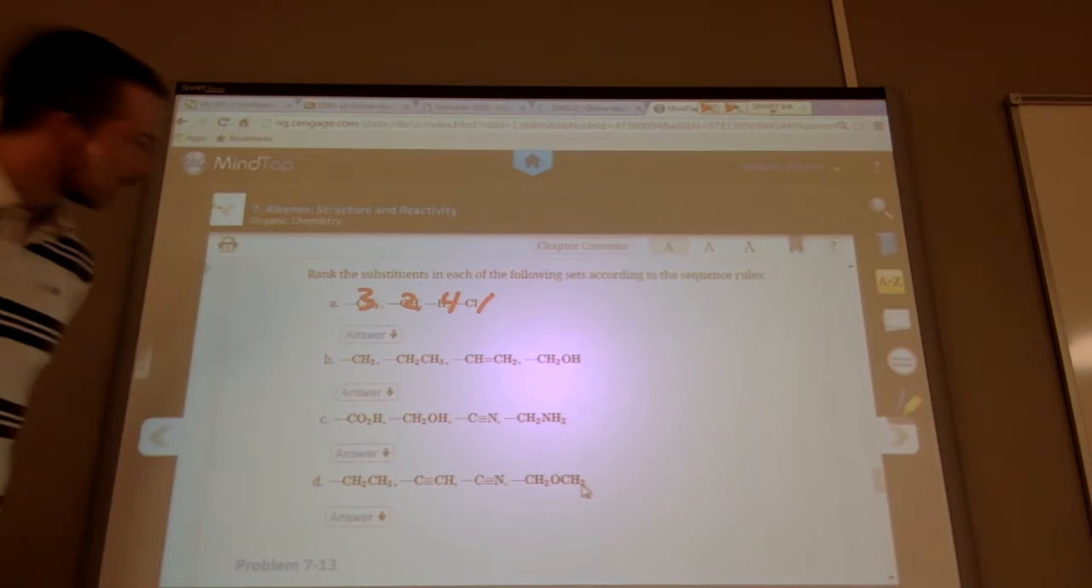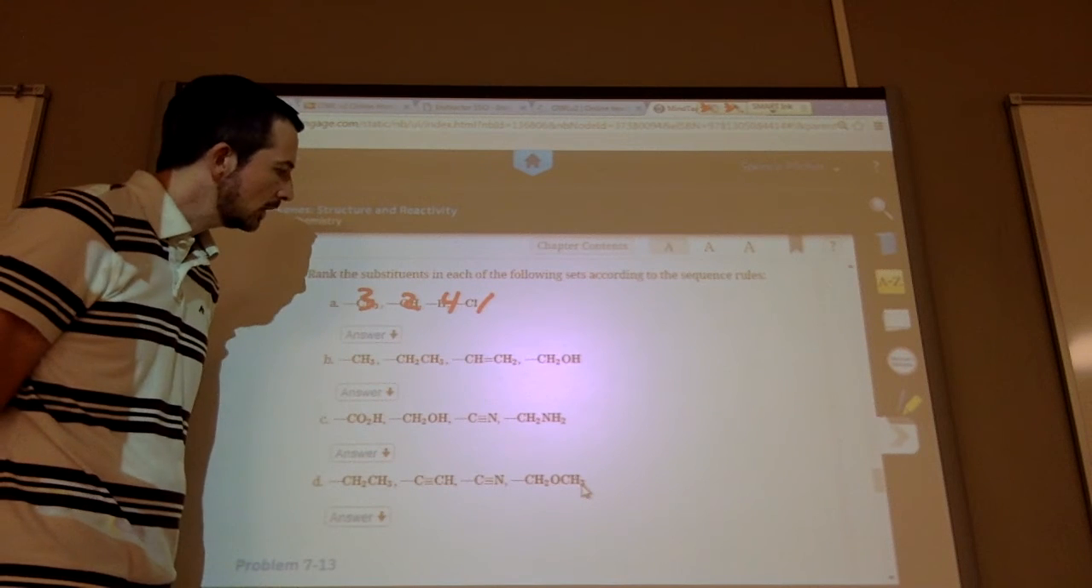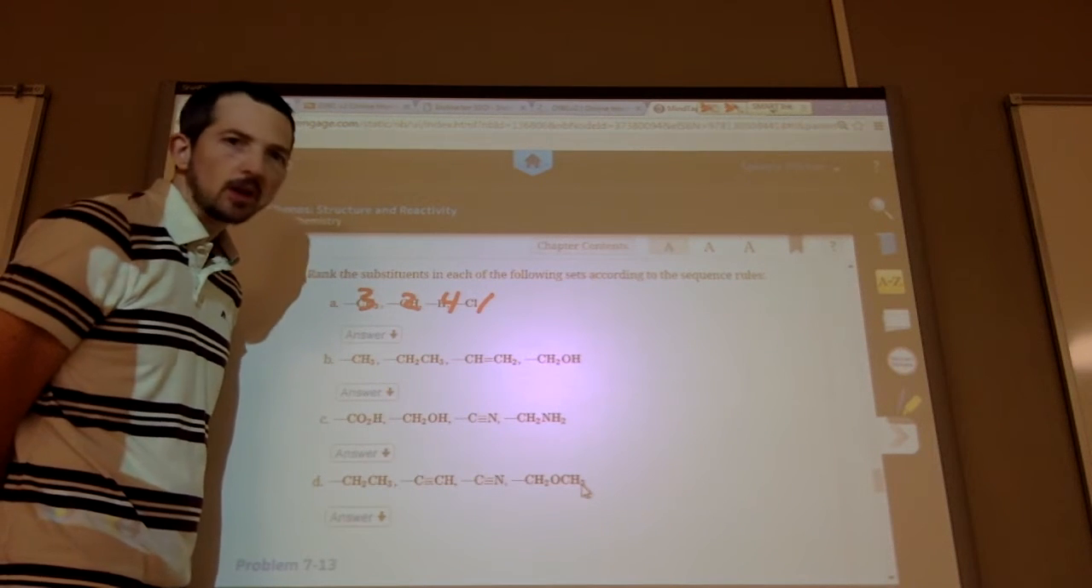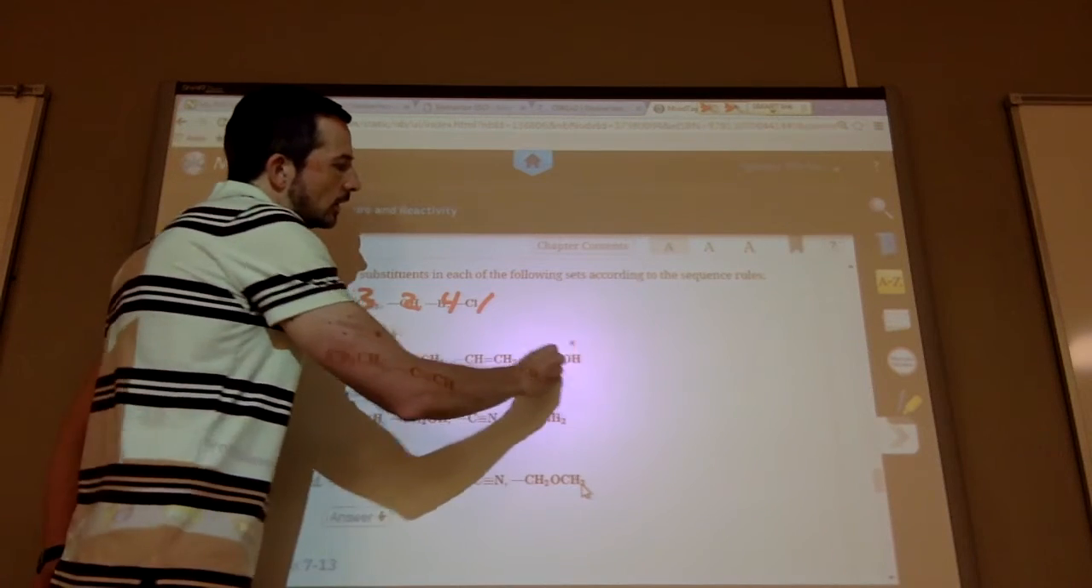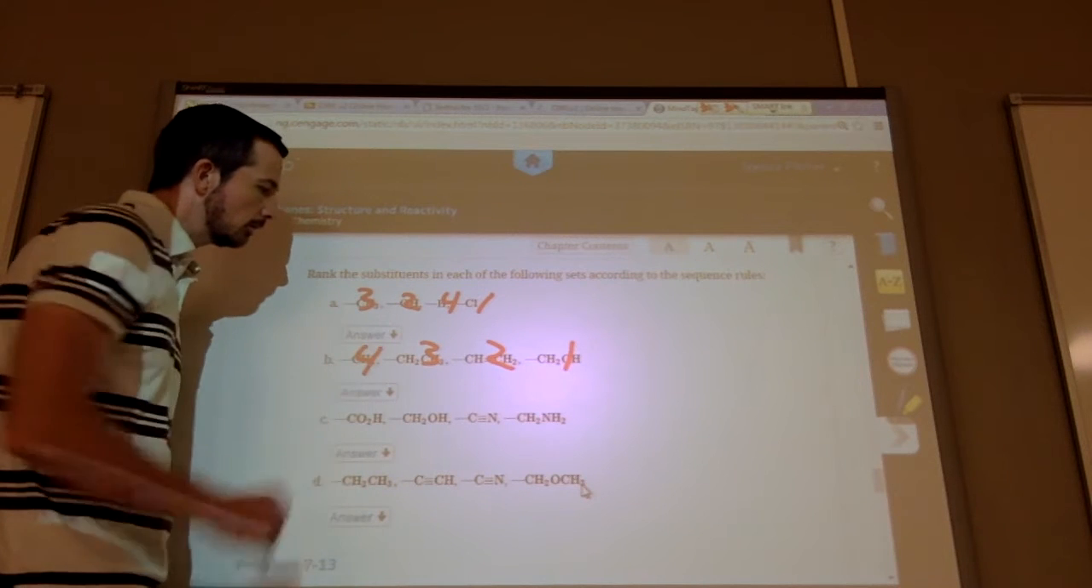Next one, carbon, carbon, carbon, carbon. So I go to atom 2, carbon, carbon, carbon, oxygen. So oxygen would be 1, 2 carbons 2, methyl group would be 4.